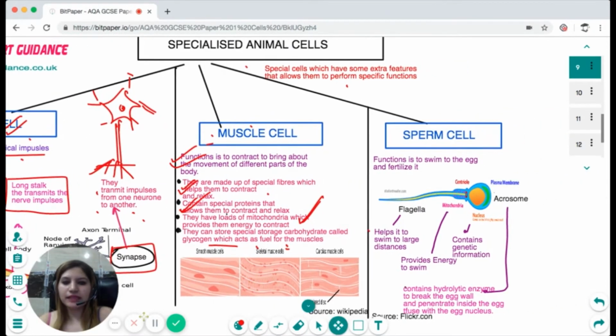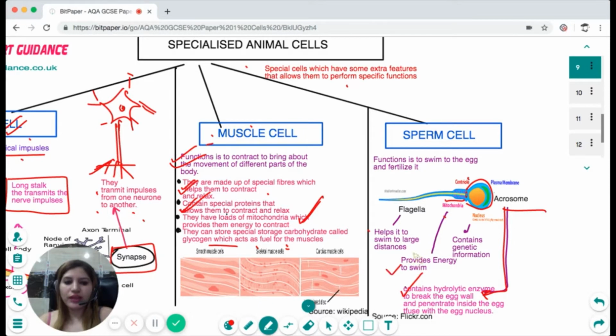Next is the sperm cell. If you look at the sperm cell, it looks like this. At the top, there's a head which has an acrosome, and this acrosome contains hydrolytic enzymes which break the egg cell wall and penetrate inside the egg to fuse with the egg nucleus. The middle piece has mitochondria. The mitochondria provide the energy to swim. The nucleus contains the genetic information, and the flagellum is a tail-like structure which helps it to swim to large distances. So you should be able to label this, like what is an acrosome with its function, the flagellum with its function. So you should know the different components of a cell along with their functions.